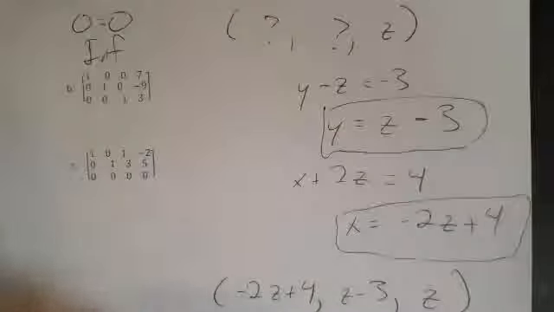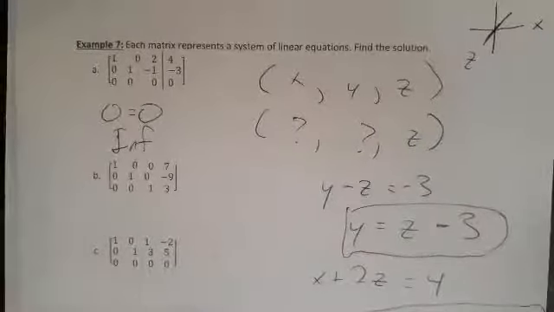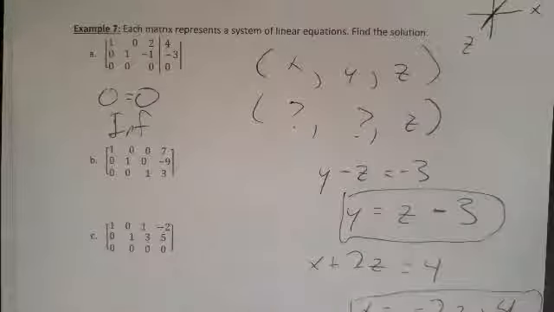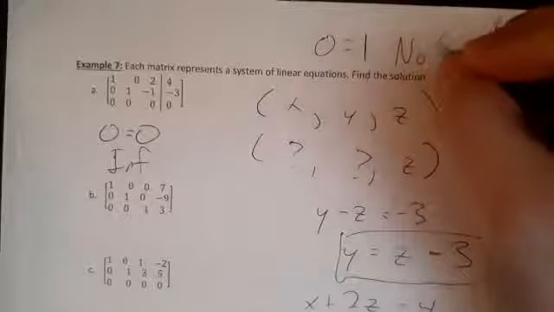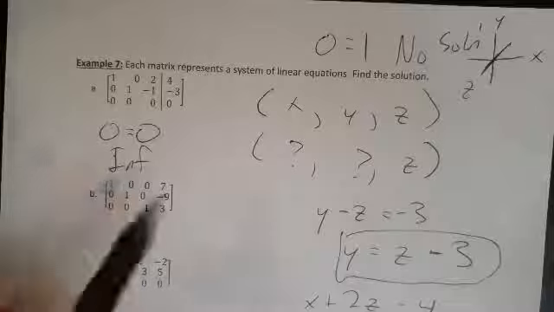Okay, so that is what you do if you have infinitely many solutions. So I want to go through a quick recap. You can have one solution. You can have no solution, when we get 0 equals 1. You can have infinitely many solutions.